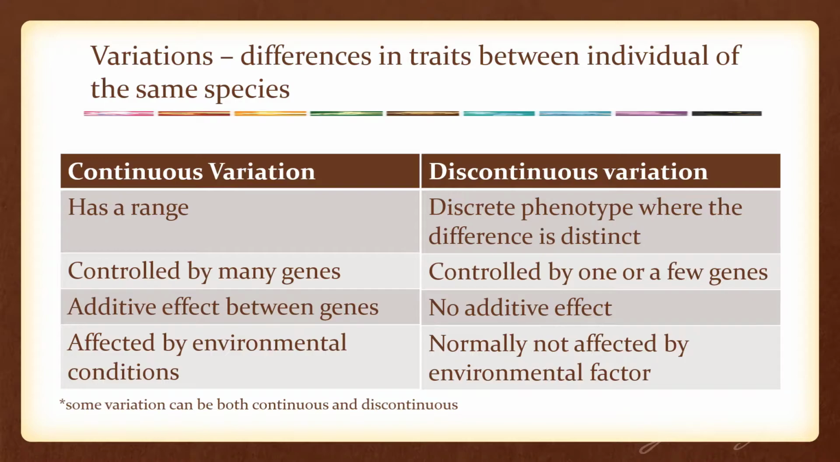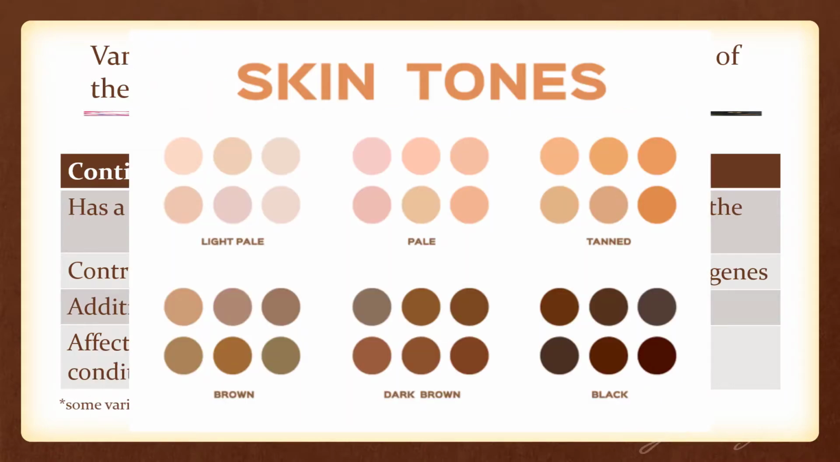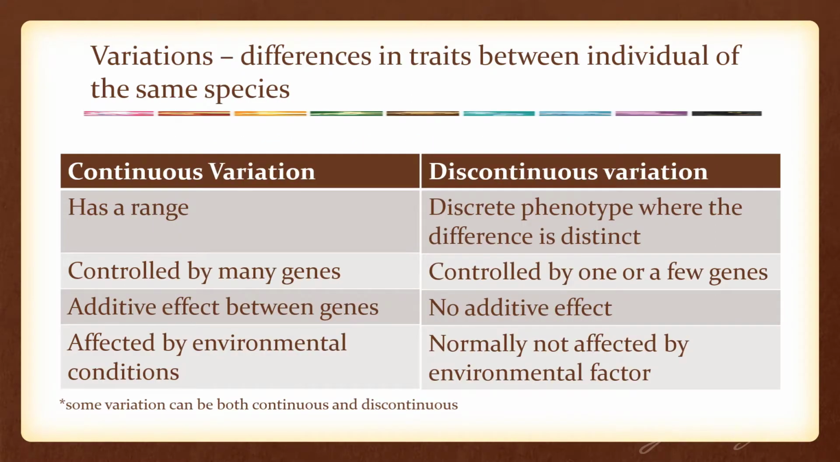For example, your skin color is kind of continuous and discontinuous. So what do I mean by this? It is quite obvious that there are different shades of skin tone, like maybe 50 shades of brown, 50 shades of orange. It really depends on how much sun you expose yourself to. But nevertheless, they are still kind of discontinuous.